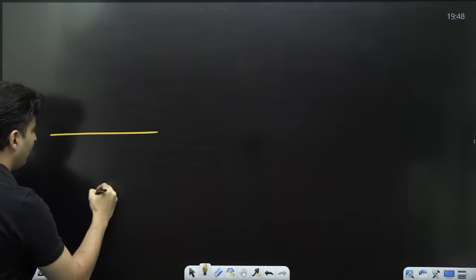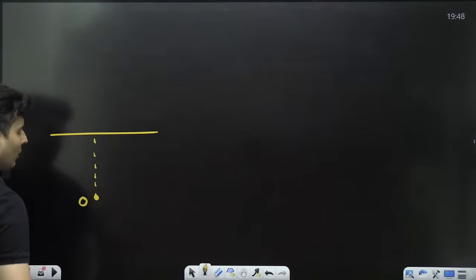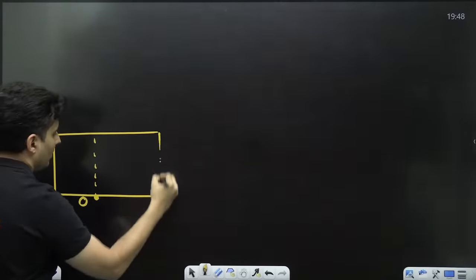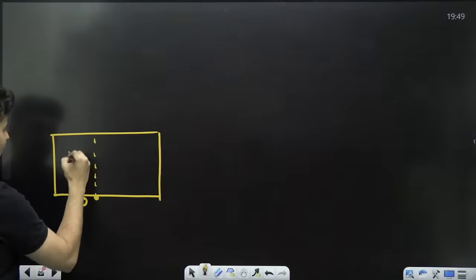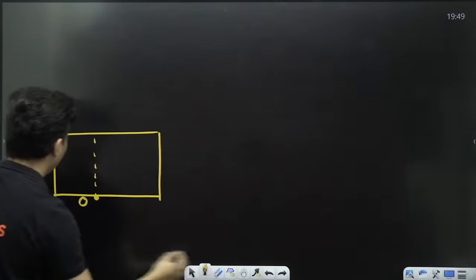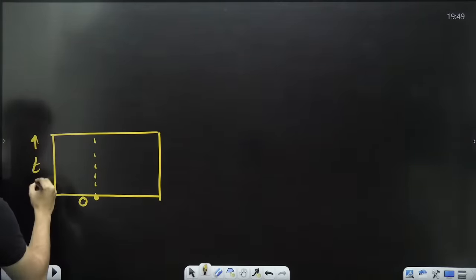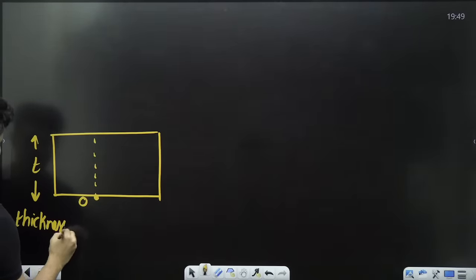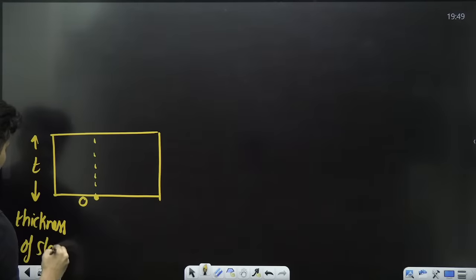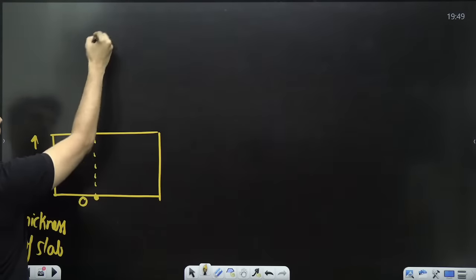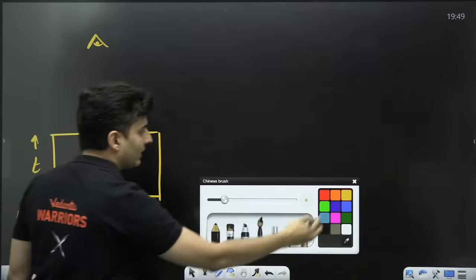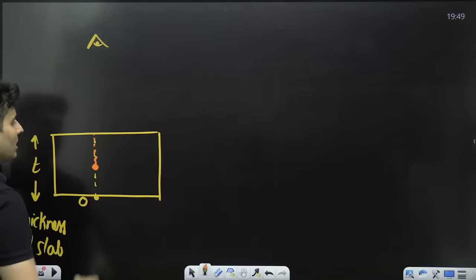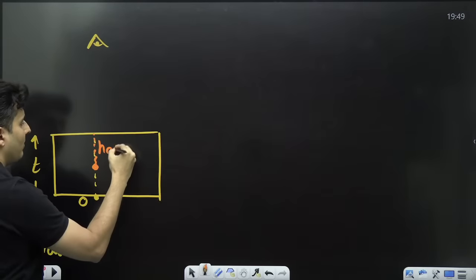We know that if an object is over here, at a depth of, let's say, t being the thickness of the slab, when seen from here, that object's position will appear here. This is called the apparent depth.